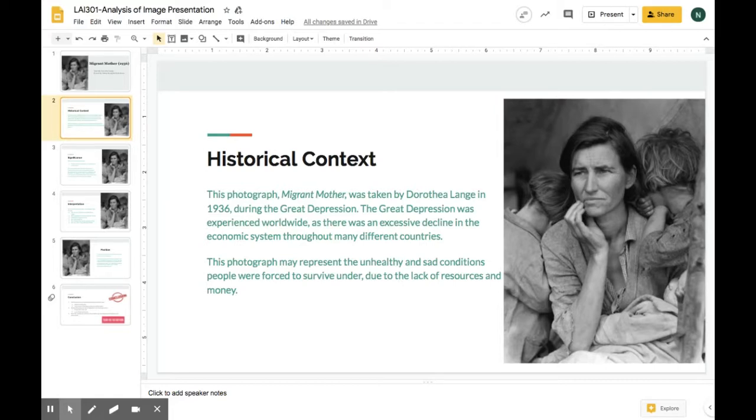This photograph may represent the unhealthy and sad conditions people were forced to live under due to lack of resources and money. If you look closely, I'm sure many can agree that this photo can show people now some of the distress that these people had actually gone through during this terrible time.